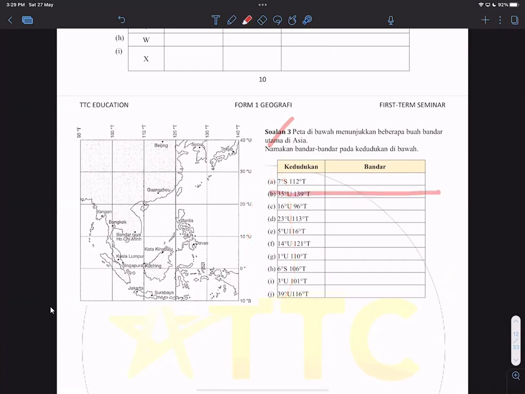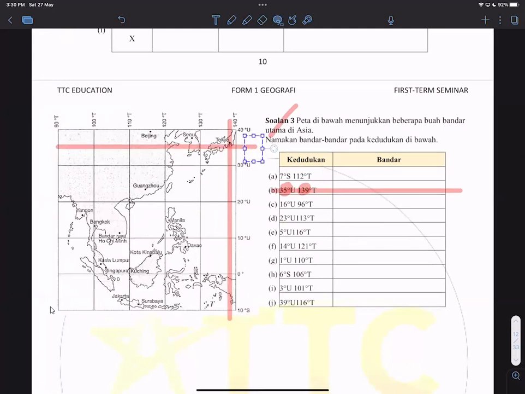So B is 35, 139. 35 utara, which is in the center, so 35 is here. Then 139 is supposed to be around here, the last line. Any city I cross off, increase a little. So B can find Tokyo here. Find the closest.